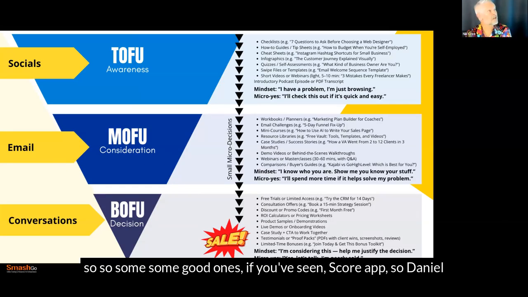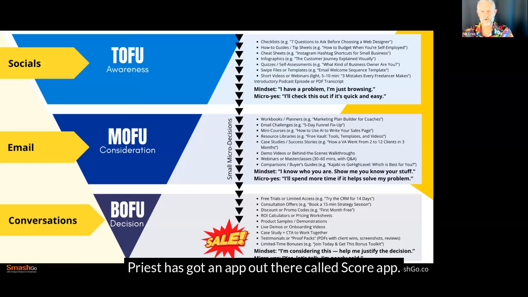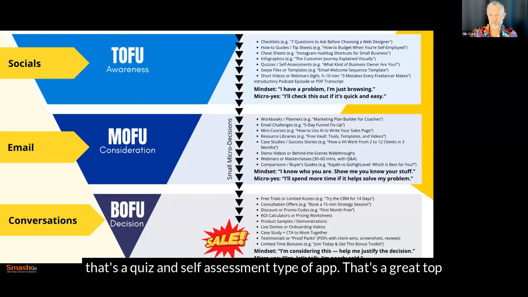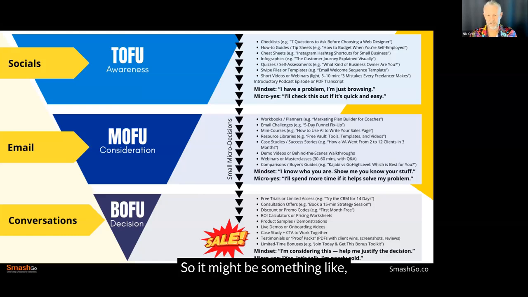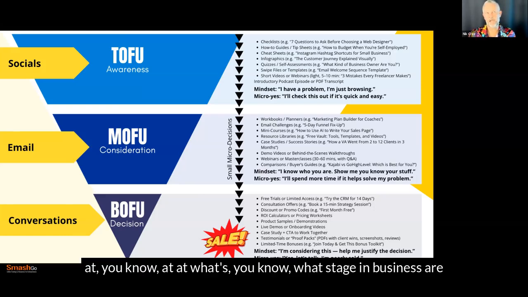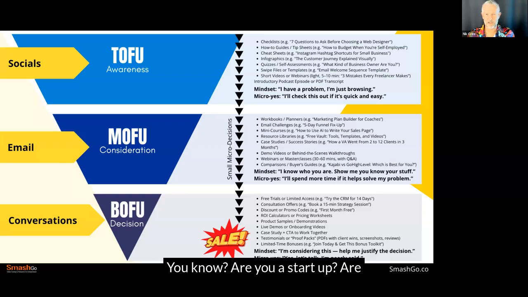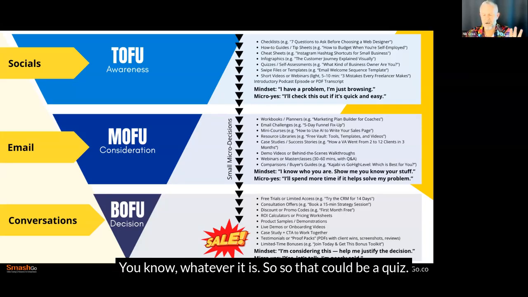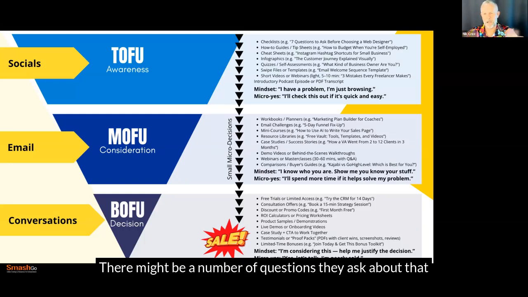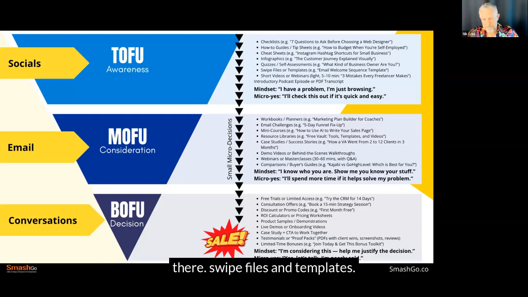So some good ones. If you've seen Score app, Daniel Priestley's got an app out there called Score app. That's a quiz and self-assessment type of app. That's a great top of funnel thing. So it might be something like, at what stage in business are you at the moment? Are you a startup? Are you a micro business, macro business, whatever it is? So that could be a quiz. There might be a number of questions they ask about that.